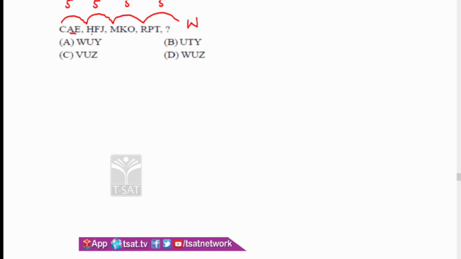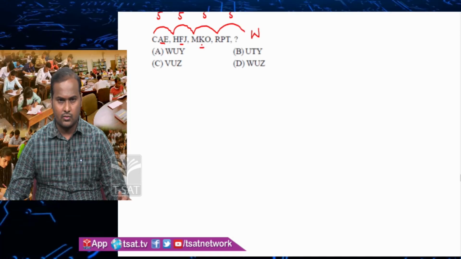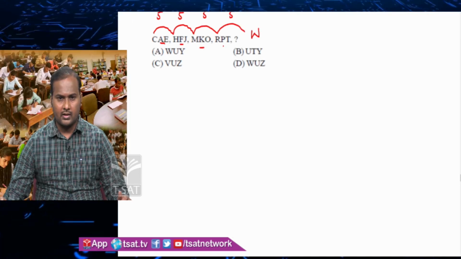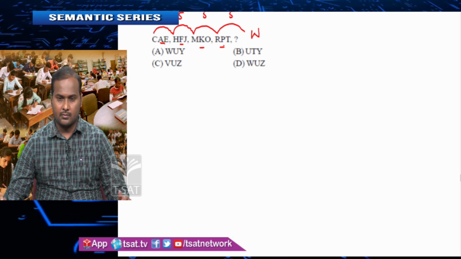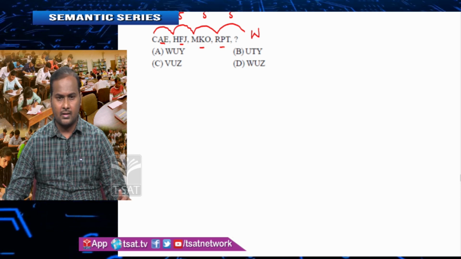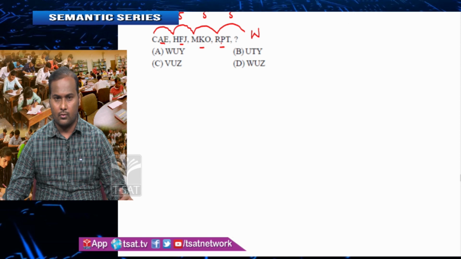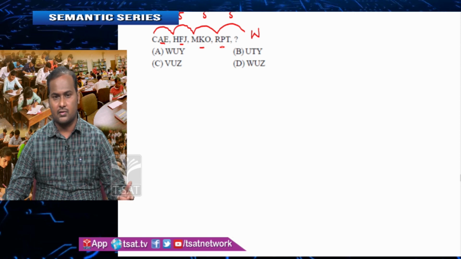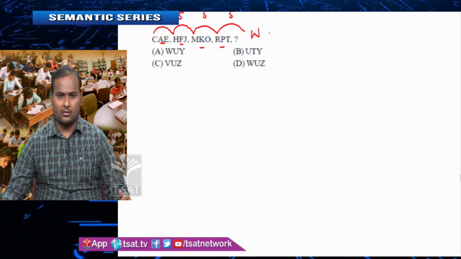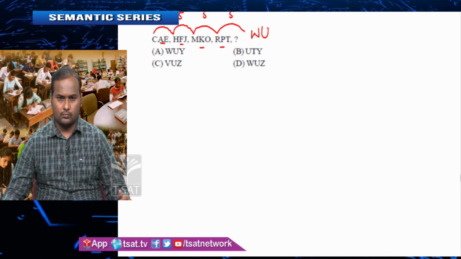See here, A, F. A is 1, F is 6, so increasing by 5. Again F to K, F is 6, K is 11, so increasing by 5. Again K is 11, P is 16, increasing by 5. Again P is 16, again you have to increase by 5. 16 plus 5 is 21, so 21 is U.